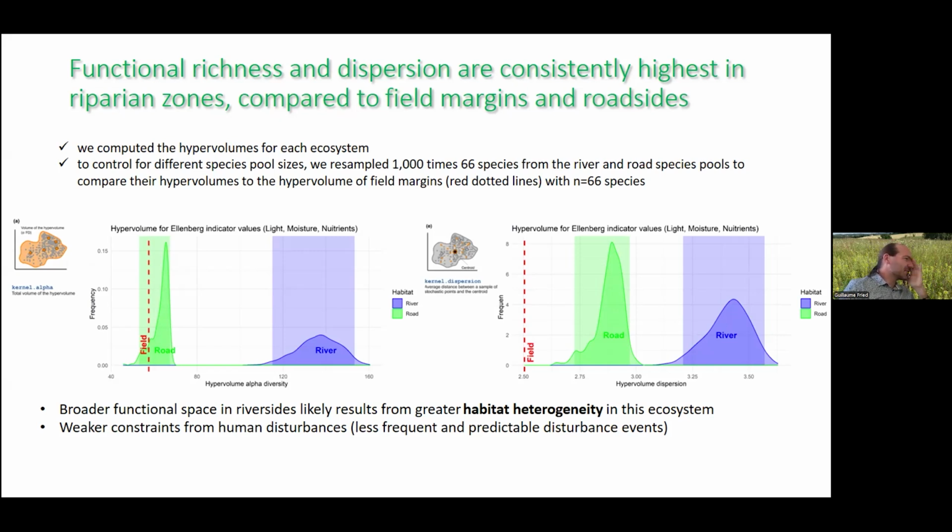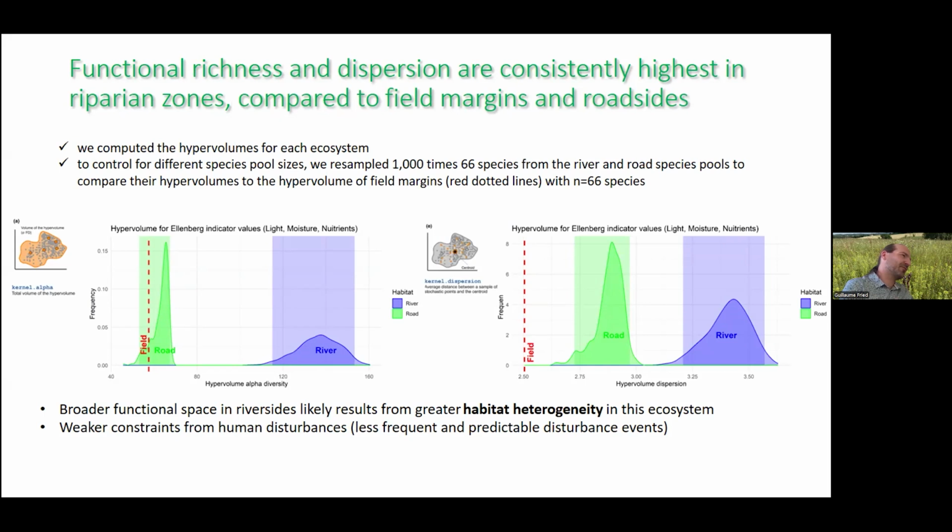What you can see on the graph is the distribution of the 1,000 values of the hypervolume for river and road, and the unique value for field margin. We also display the 95% of the distribution of river and road. And you can easily see that the species pool from the river has a much higher size of the hypervolume, higher functional richness, while it's not different between field margin and roadsides.